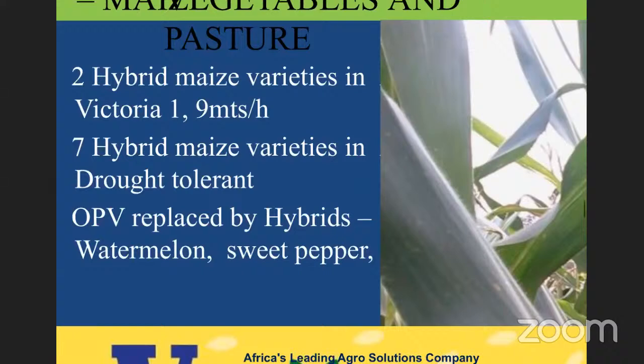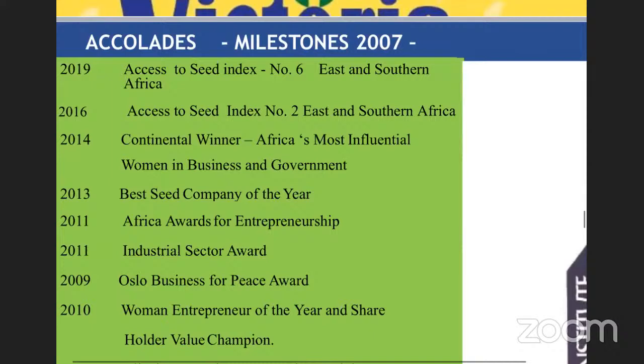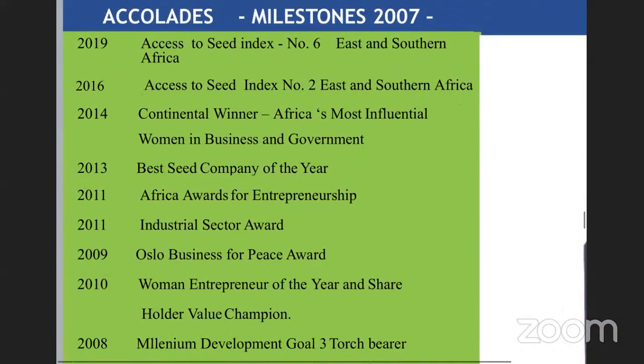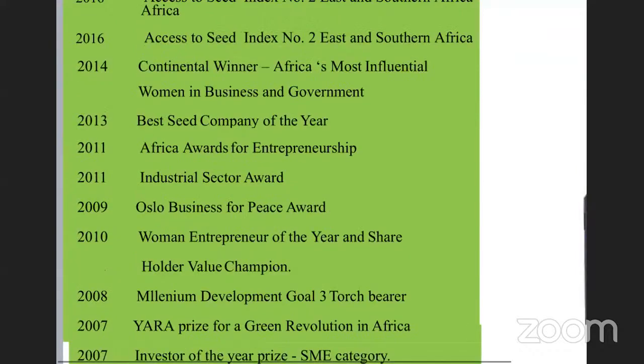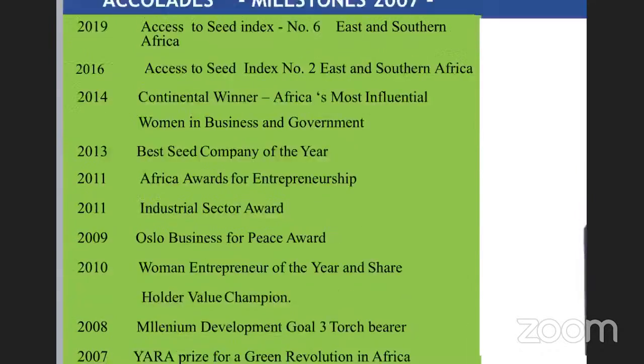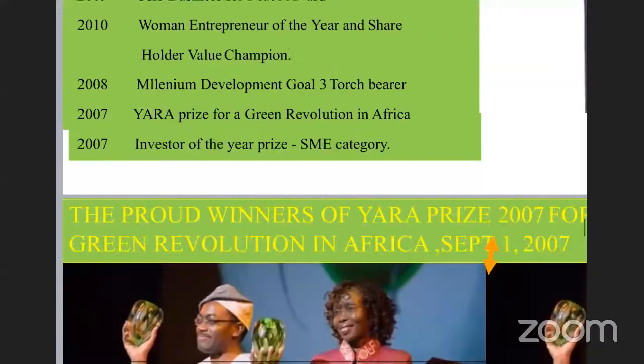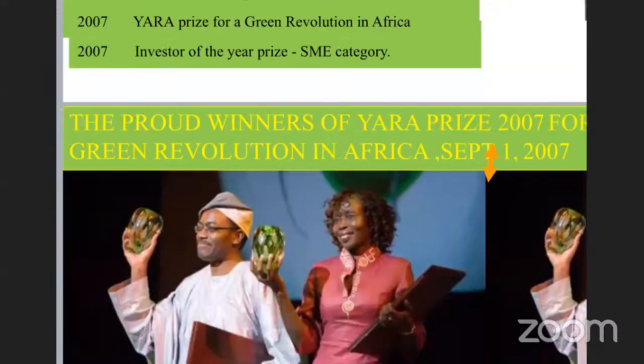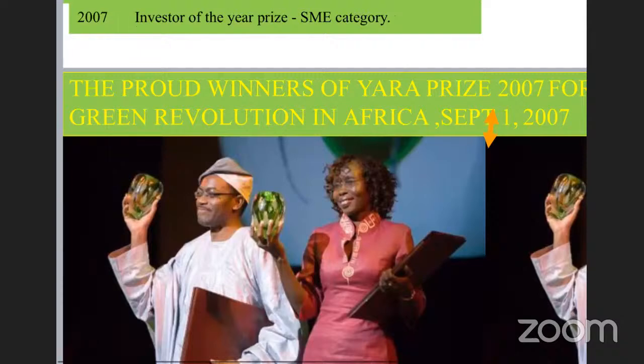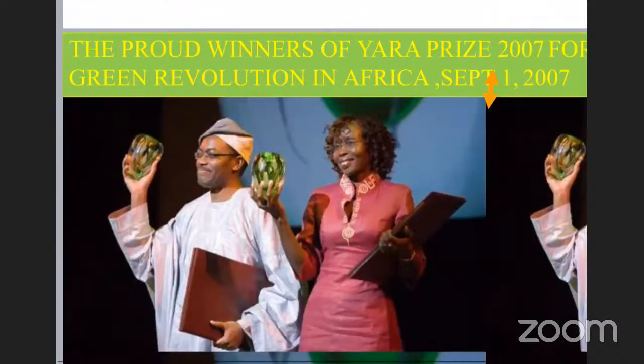These are some of the accolades, you can look at that later, and I'll just go to the pictures. We are proud winners of the Yara Prize, in 2007, for a green revolution in Africa. I think that was the first accolade we got. The person standing next to me is Adesina Akinwumi, he's the president of the African Development Bank right now. He was a Yara Prize laureate with me.